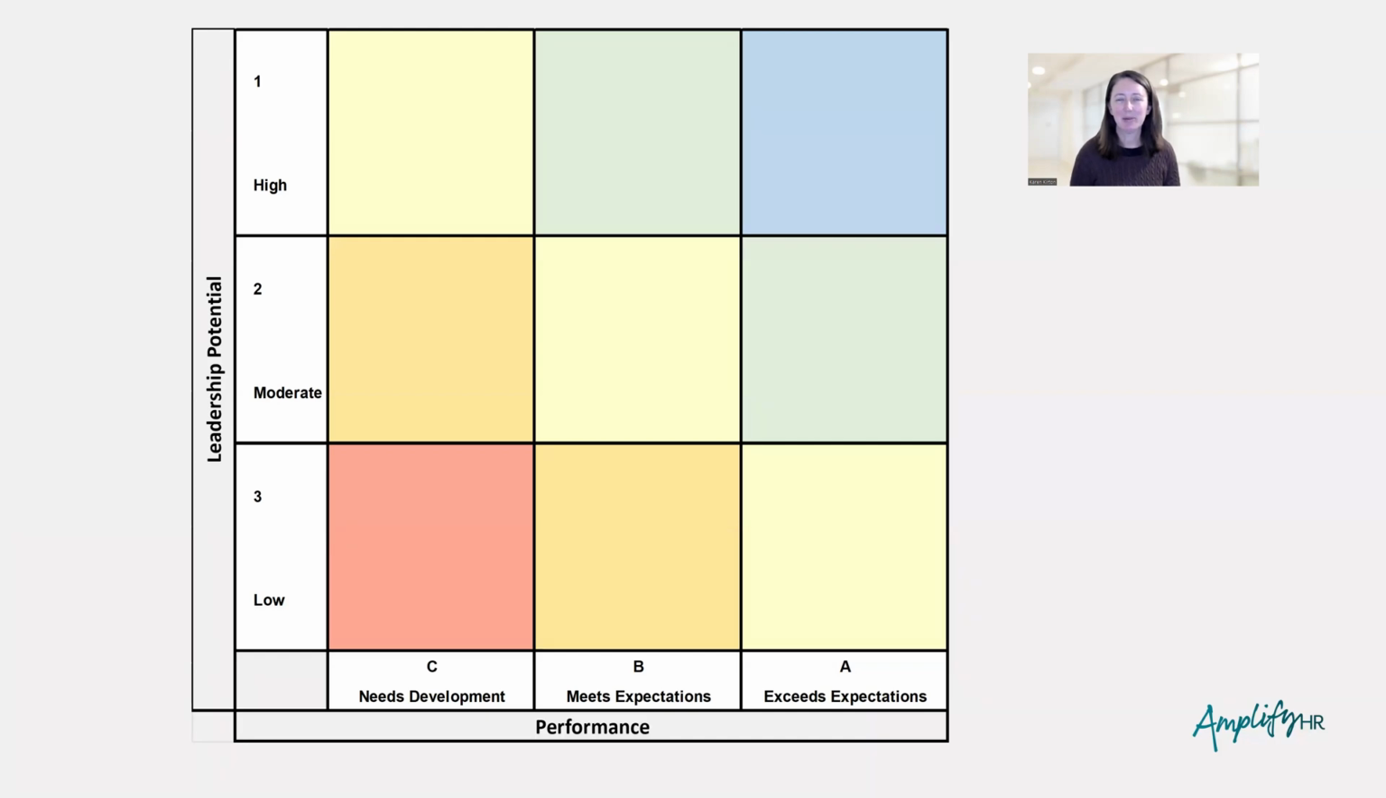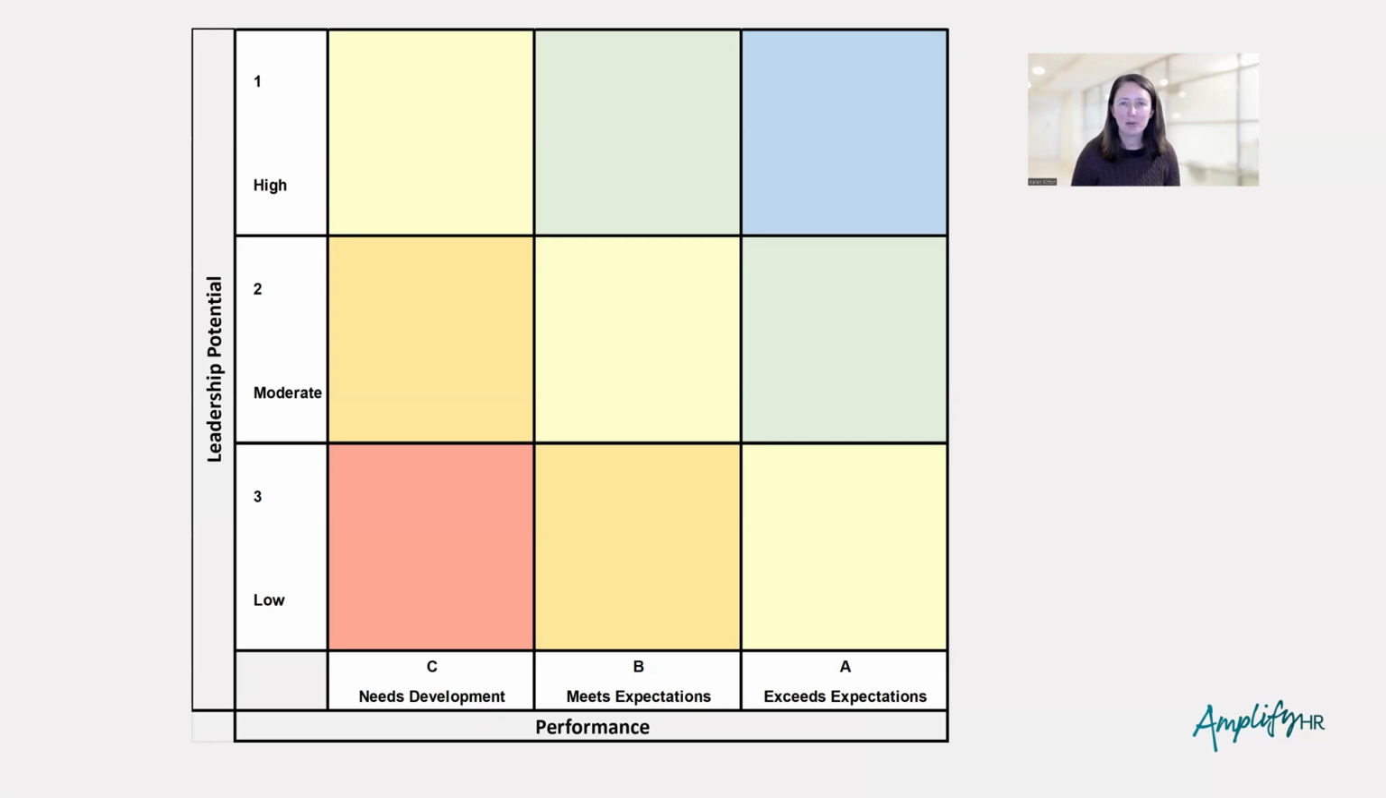Okay, so this is what this template looks like. The way you start is by having a list, perhaps in an Excel spreadsheet, with everyone's names within the team. Then you start to think about how you would rate each person individually as potential. So leadership potential, not necessarily managing people, but how likely are they to step up, to be a role model for others, to take on additional responsibilities? And then also performance. So how are they actually performing in their role today?